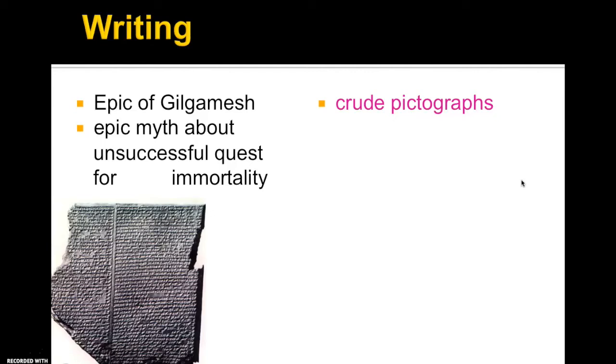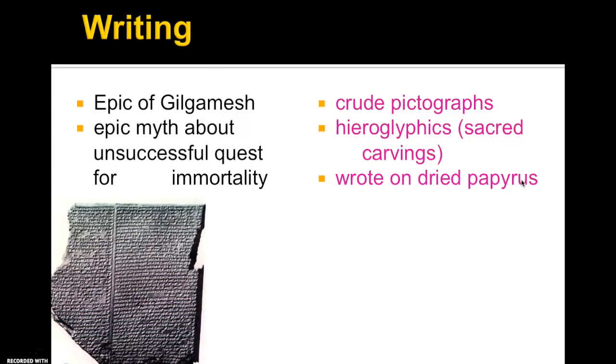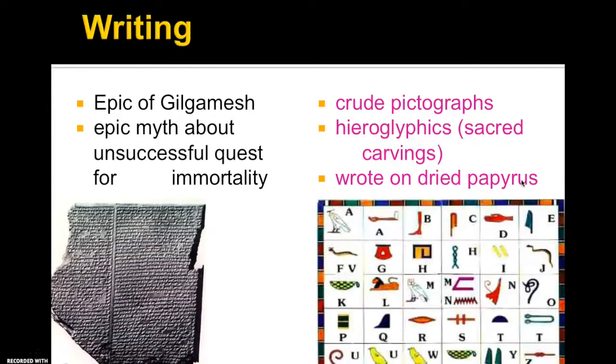Moving on to the Egyptian side, you have these crude pictographs called hieroglyphics. They are sacred carvings, and they are written on dried papyrus. Papyrus is a crop grown in Egypt and is very similar to paper. And here are some examples.